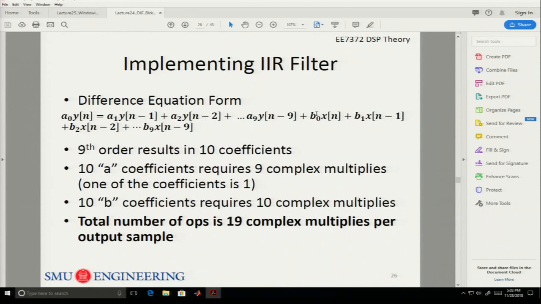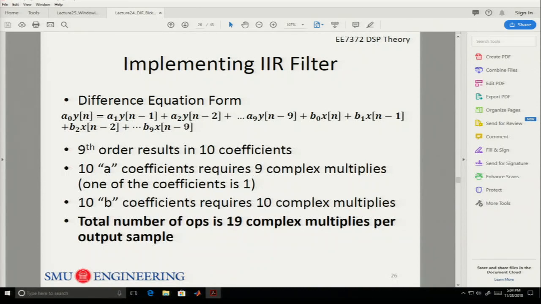And the B coefficients basically weight the input data. That's B0, B1, up to B9. So we really have 10 A coefficients and 10 B coefficients, but one of the A coefficients is really 1. So 9 plus 10 is 19. If you had complex data coming into your system, that'd be about 19 complex multiplies per output sample, right? So every time we calculate a y[n], we have to do 19 multiplies and then 18 adds. So that's sort of the bill for doing that.